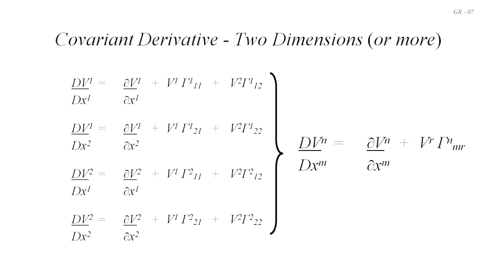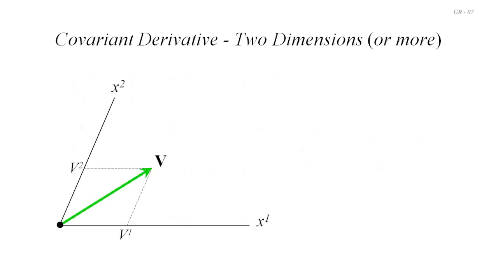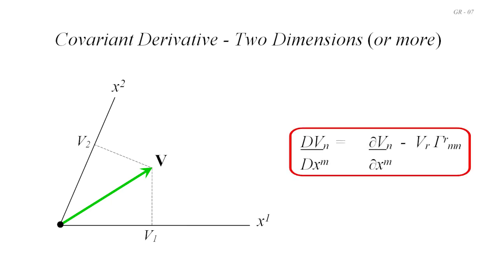So that's the four equations that you get for two dimensions for the covariant derivative of the contravariant components of the vector v. However, you may have realized that we could have done all this not by starting with the contravariant components of the vector, but by starting with its covariant components, the ones with lower indices, which are found by dropping perpendiculars. If you do work through all that mathematics, you get a very similar looking equation.